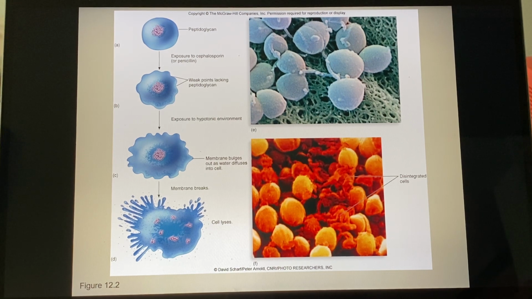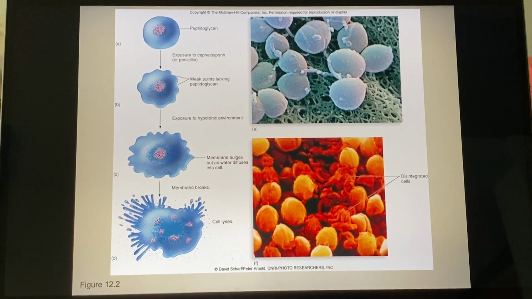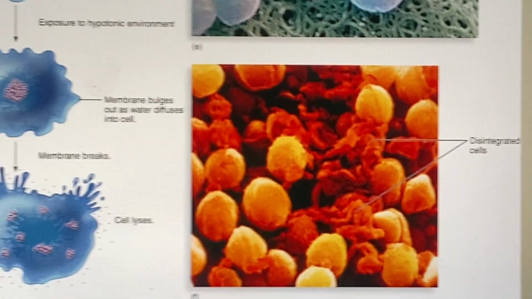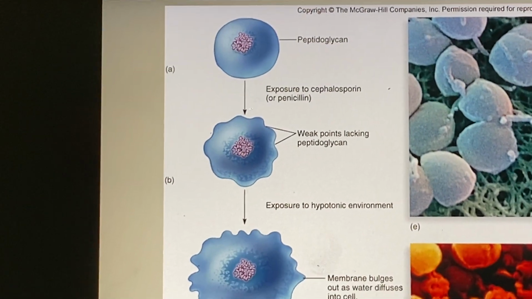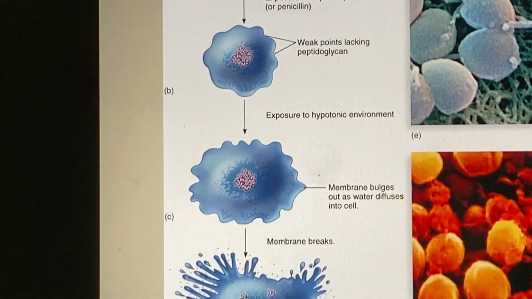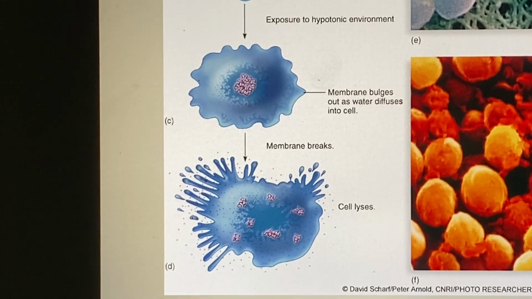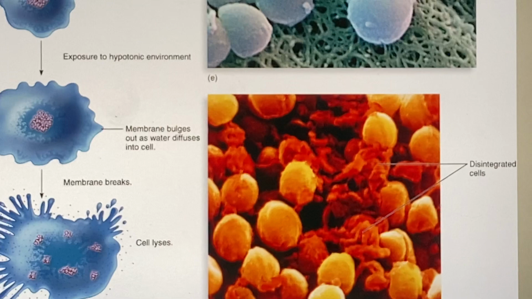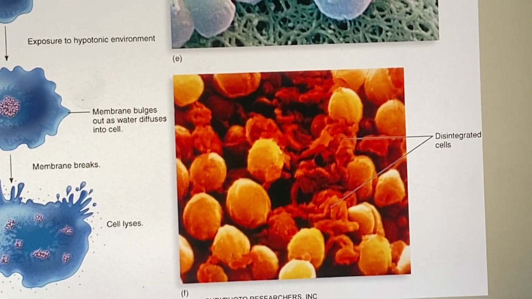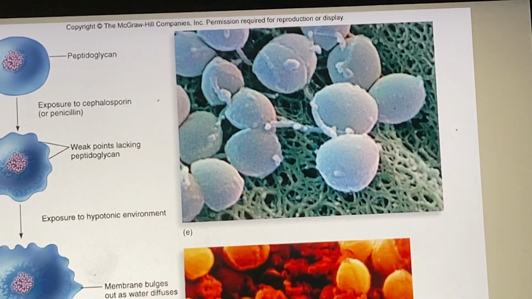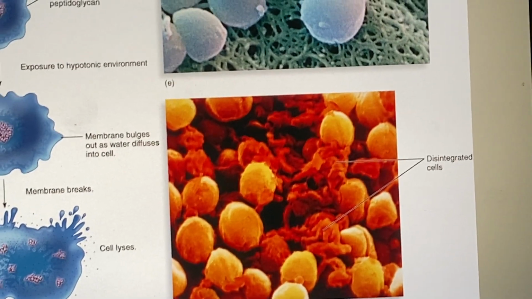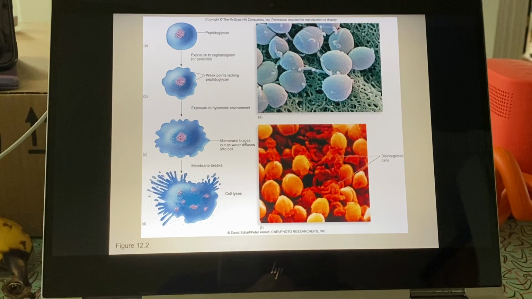So here's how these drugs work. They go in and they prevent peptidoglycan from being put together. And so what ends up is the cell wall can't be formed. And so you just have a cell membrane, which is, you can basically pop holes in the cell and then the cell lyses. And so here are some electron micrographs of what happens when bacteria are treated with these types of drugs. They literally just disintegrate.